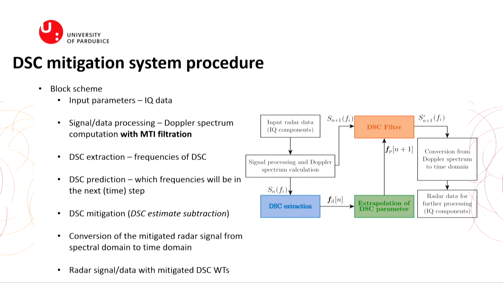Here is an example of our DSC mitigation system procedure. As you can see, at the input we have radar data, IQ data.